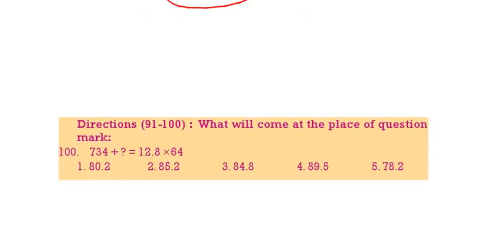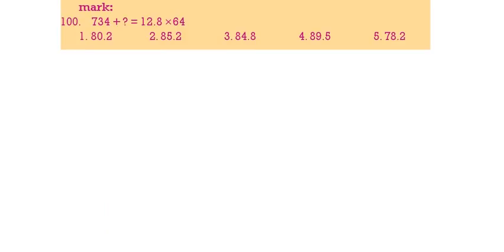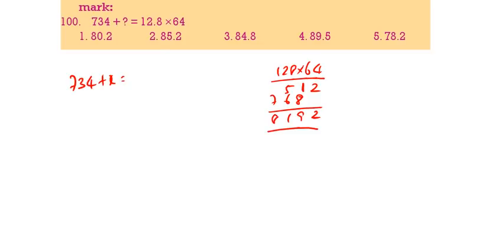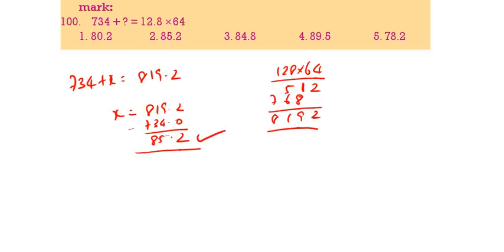Next question, 100th question. 734 plus x is equal to 12.8 into 64, or else 128 into 64. We can do it like this. 4 8 32, 11 5, 6 8 42, 16 7. So 2 9 11. It is 819.2. X value is 819.2 minus 734. So it is 85.2. 2 is the correct answer.